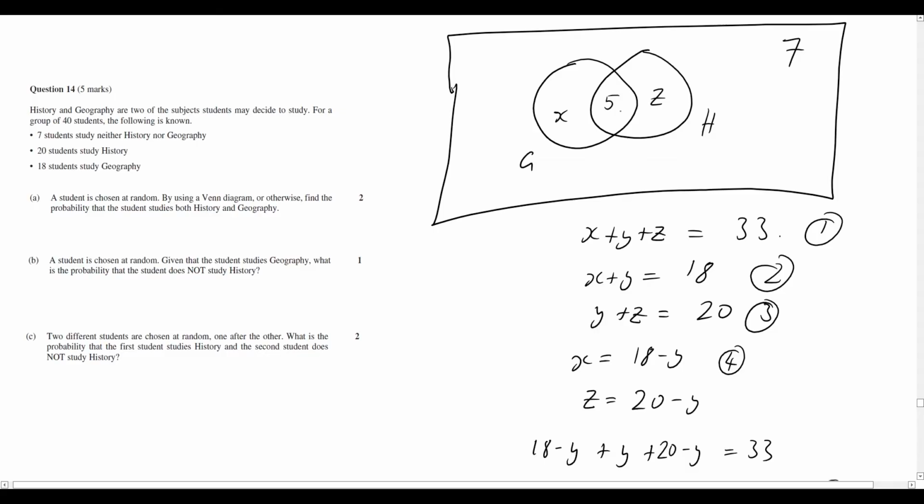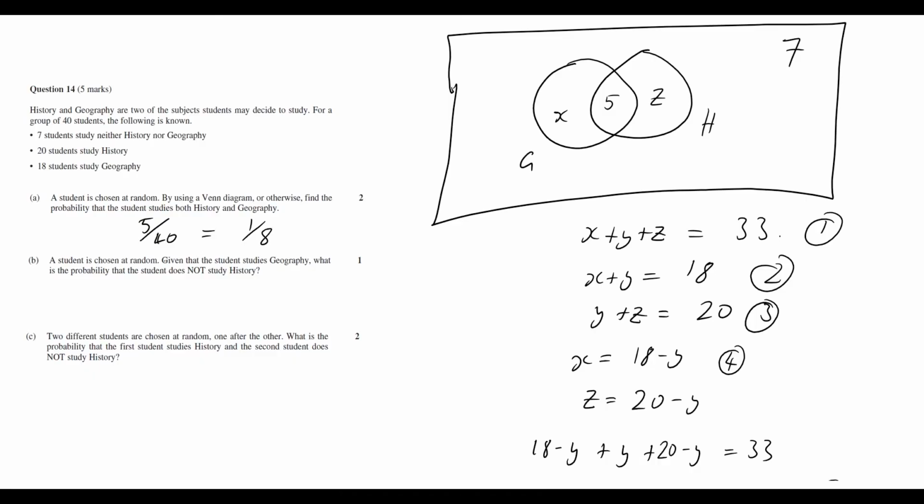So now if we look back at the question, what does it ask us? It says, by using a Venn diagram or otherwise, find the probability that the student studies both history and geography. Okay, well, if they are in that little part there, we know that it's going to be a probability of 5 out of how many people are there in total? 40. So we can simplify that to just 1 over 8. And that's our answer for part A.